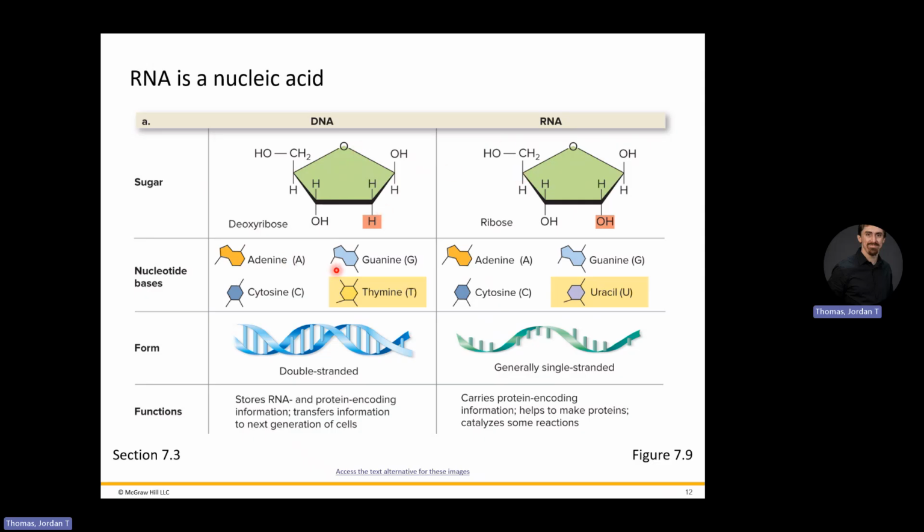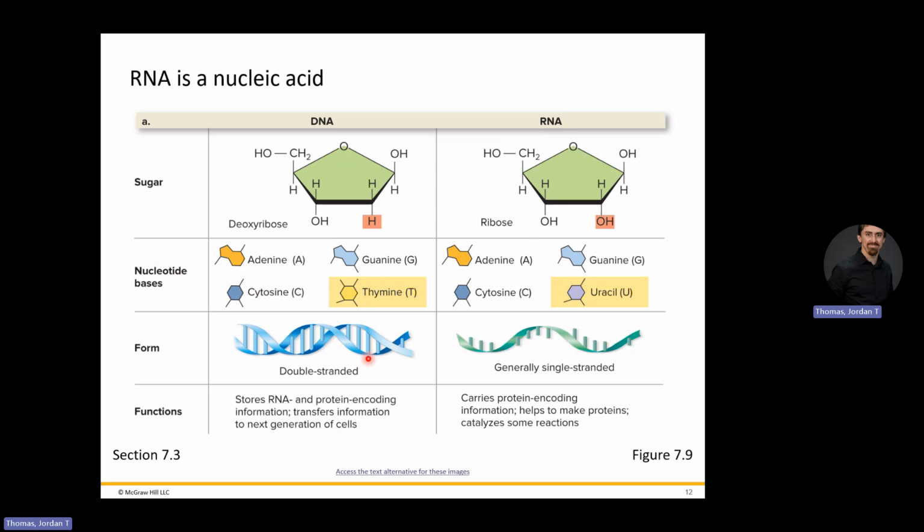In terms of the bases, instead of thymine, we use uracil. So uracil is replacing thymine in RNA. U replaces T in RNA. That means A binds with U in RNA.